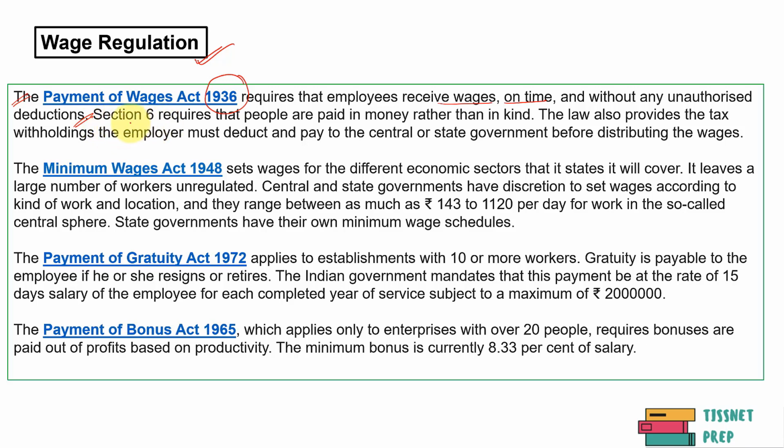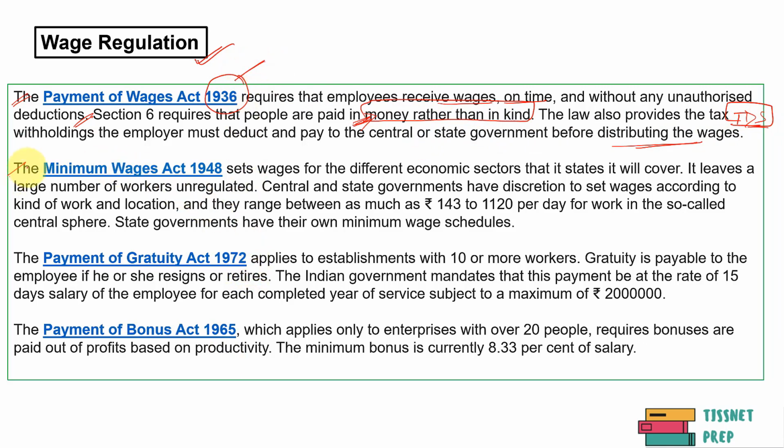Section 6 requires that people are paid in money rather than in kind. So whatever the payment is, it would be made in terms of money. A company cannot sell its assets and give them as payment to the employee. The law also provides for tax withholding: the employers must deduct and pay to the central and the state government before distributing the wages. This is the TDS which the company deducts, which is called tax deduction at source. So this comes under the provisions of the Payment of Wages Act.